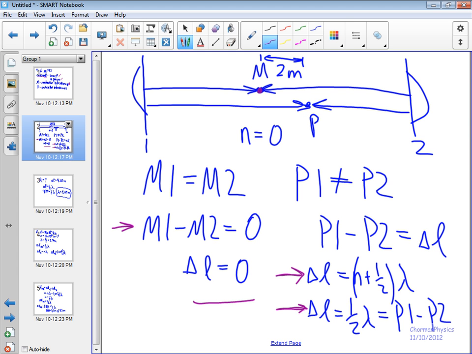That's got to be the path difference. So we see that P1 minus P2 has to be equal to 1/2 lambda. Well, if we look at P1, I'm calling 1, by the way, the speaker on the left, and 2, the speaker on the right.